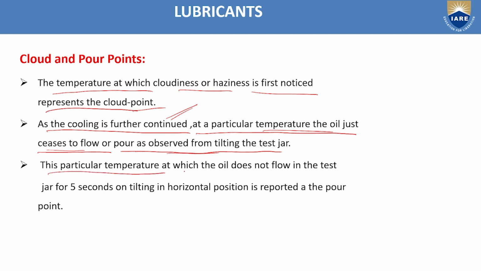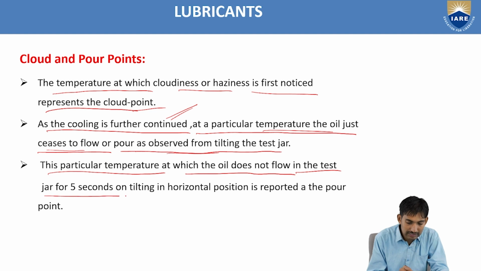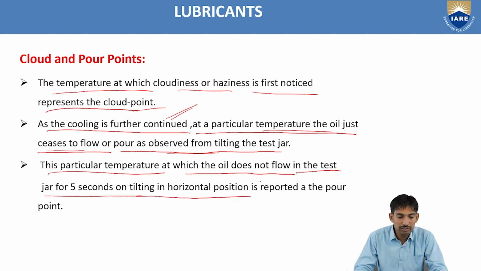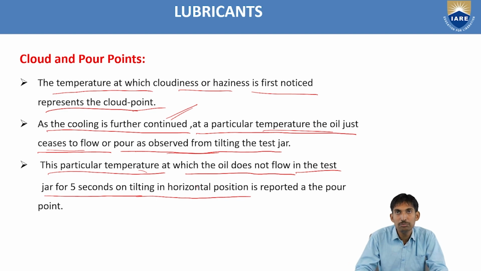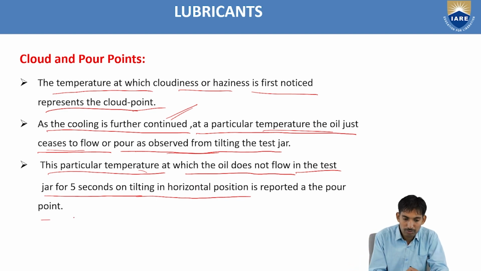The temperature at which the oil does not flow in the test jar for 5 seconds when tilted to a horizontal position is reported as the pour point.